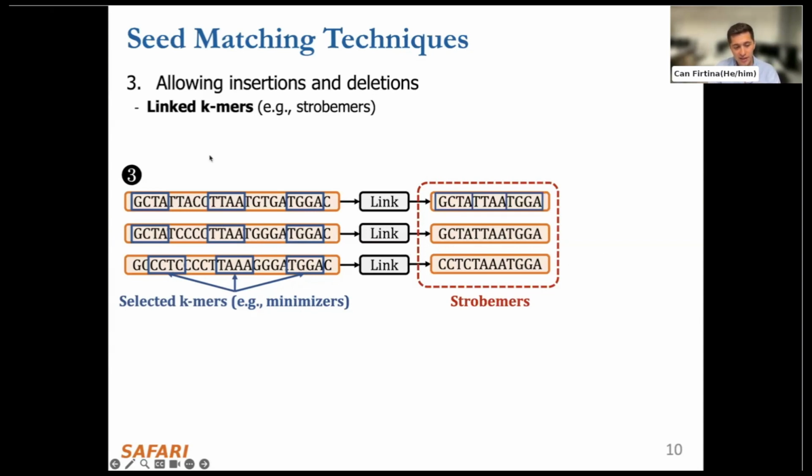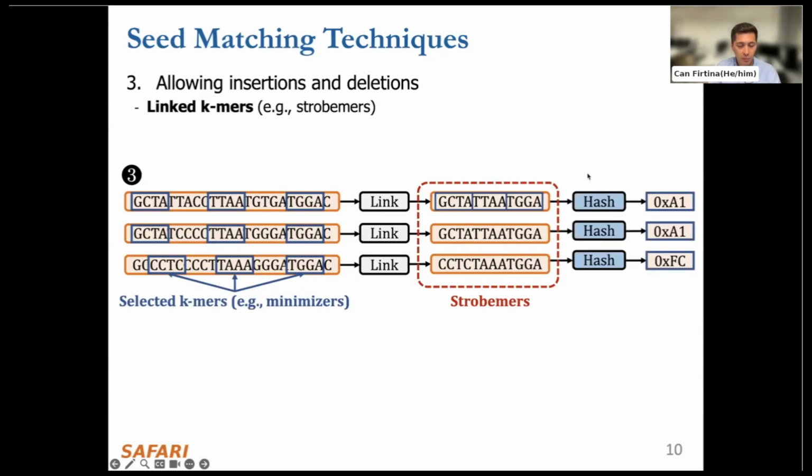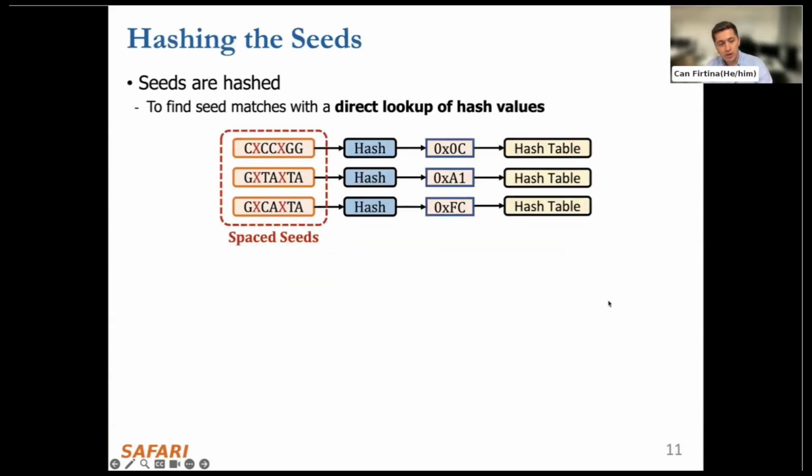And rather than matching these sequences, we try to match them by generating their hash values. So the idea is that the stopmers can match, although the original version of their sequences may include some insertions and deletions between them. So by matching these stopmers, we actually tolerate these insertions and deletions. But here the idea is that in all of these seed matching techniques, the seeds are essentially hashed so that we can find seed matches with a direct lookup of these corresponding hash values.